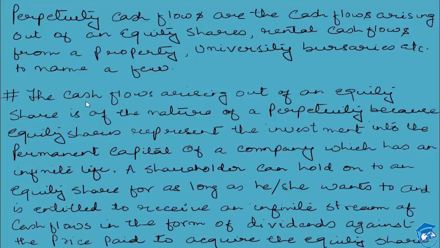So that's the reason why, mainly in the case of equity shares, and in the case of land properties, wherein the ownership of the land property is for a very long time in favor of the person who has purchased it, and whenever he wishes to lend it out or lease it out, those lease payments are expected to be generated in favor of the owner for a very long time frame. That's why again the concept of perpetuity comes into play.